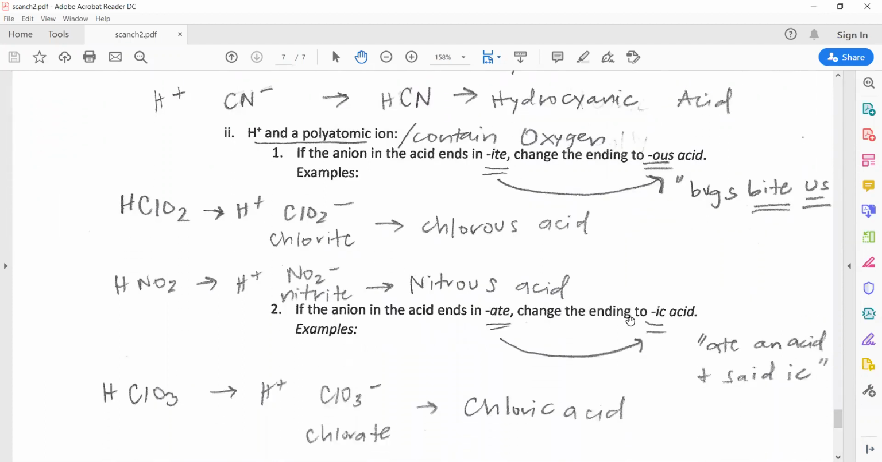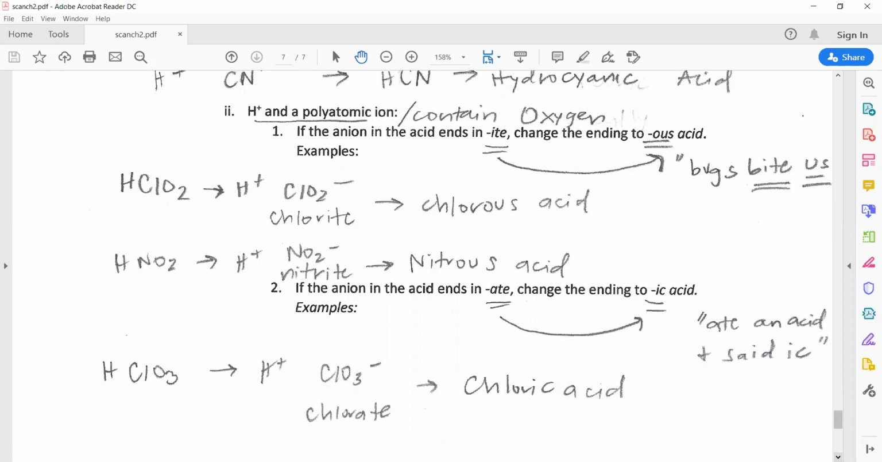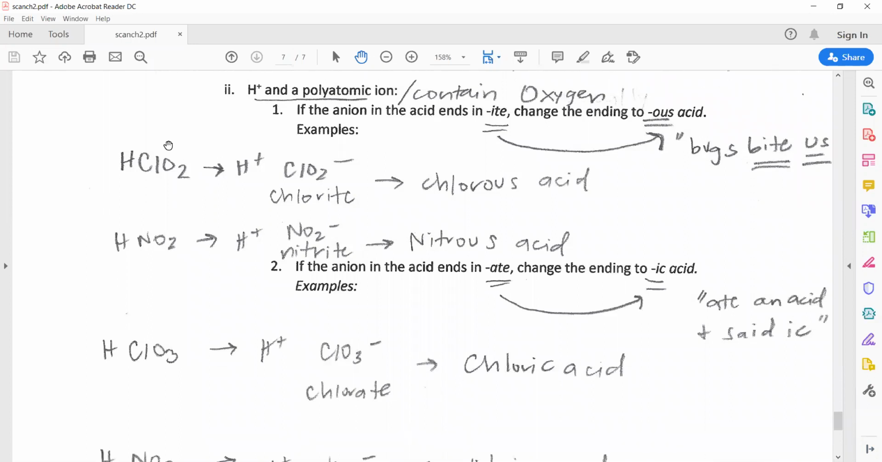So these are all going to include polyatomic ions with a hydrogen. Here, for example, you can have HClO2. It starts with an H, so you know it's an acid. Then you focus on this polyatomic here. You would figure out that ClO2 is chlorite. And chlorite, if it ends with ite, you're going to change the ending to ous. So it goes from chlorite to chlorous acid.